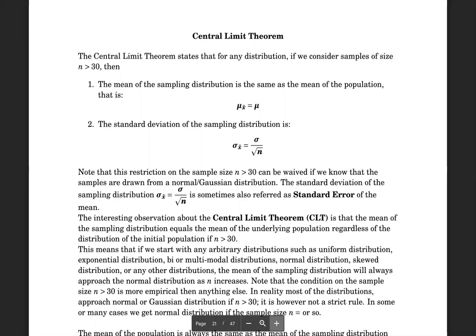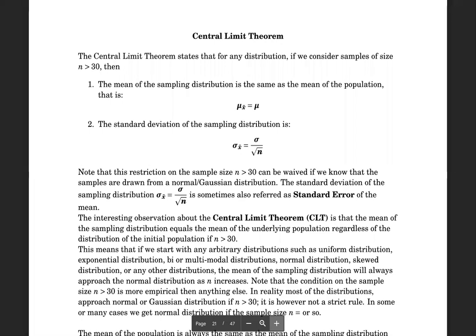Last time, I talked about the Central Limit Theorem. Just to recap, the Central Limit Theorem, and also sampling distribution, which goes with it. The Central Limit Theorem has two conclusions.